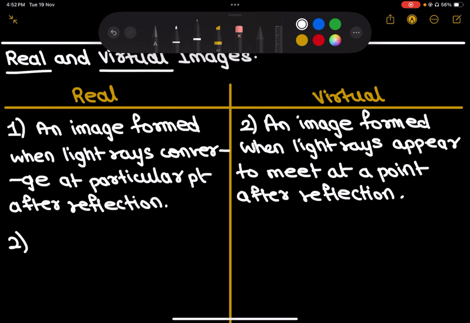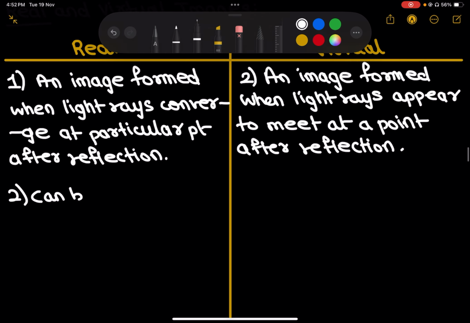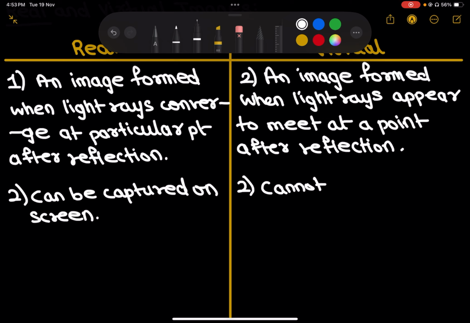Okay. Now the second point is that real images can be captured on a screen because the light rays actually meet or actually intersect in air, right? So the image can be captured on a screen. However, virtual images cannot be captured on a screen because the point at which they meet is imaginary, right? So how can they be captured? So they cannot be captured on a screen. So those are virtual images, imaginary images.